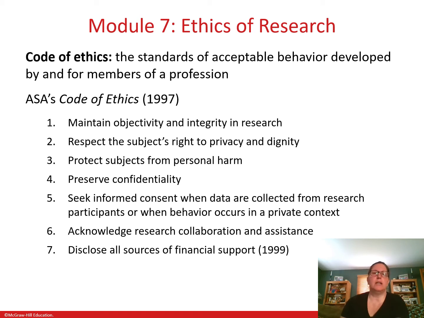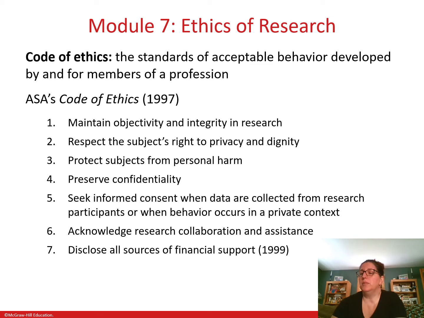Probably one of the last modules we're going to cover in this chapter is the code of ethics in research. The American Sociological Association has developed this code of ethics. It was first published in 1971, and this is the revision that was done in 1997. But they continue to revise it. As you can see, item 9 was revised in 1999.